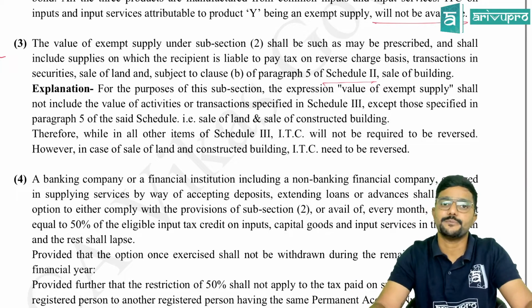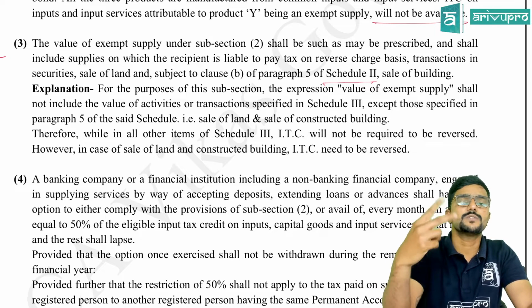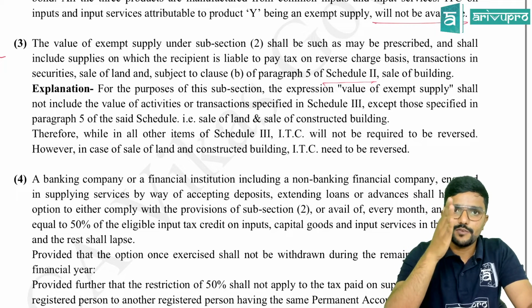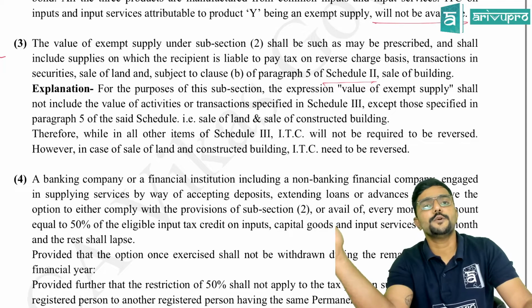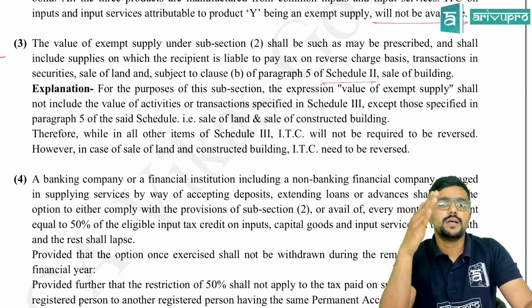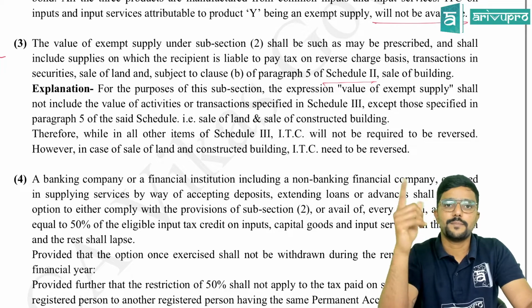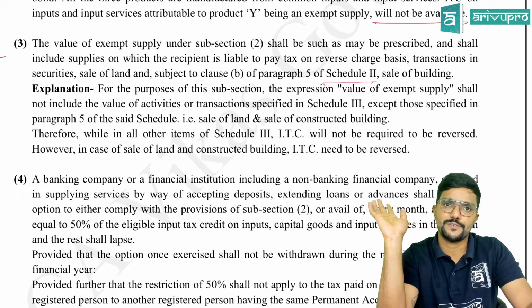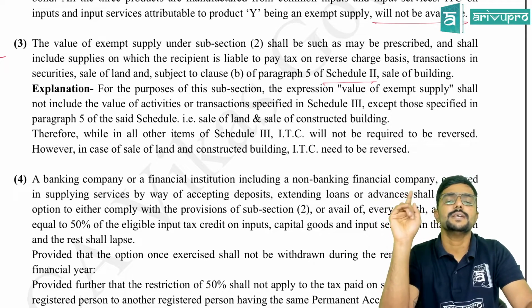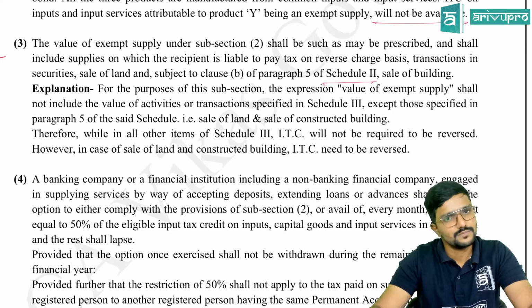Only for 17.2. Okay. And it includes 2 more items, that is, for the outward supply, if the recipient is liable to pay tax under RCM, it will be treated as exempt supply for supplier, plus transaction in securities for the supplier will be counted as exempt supply, guys.